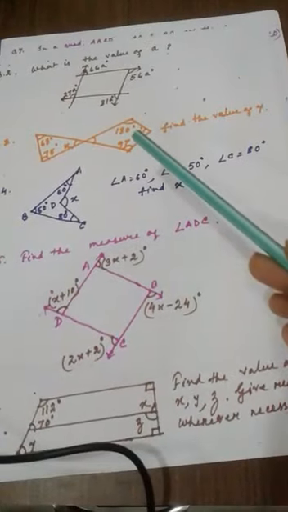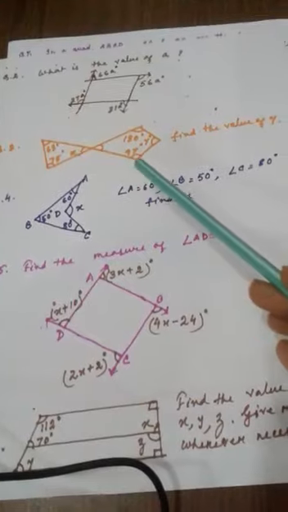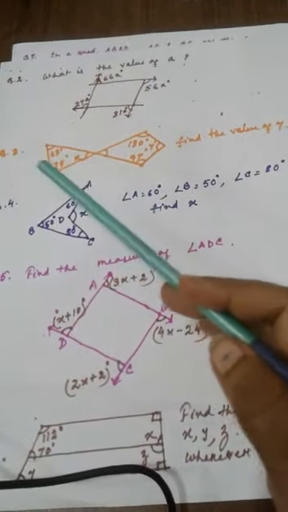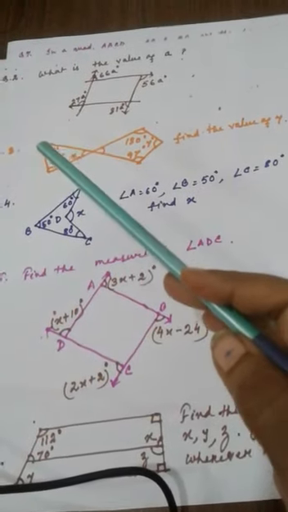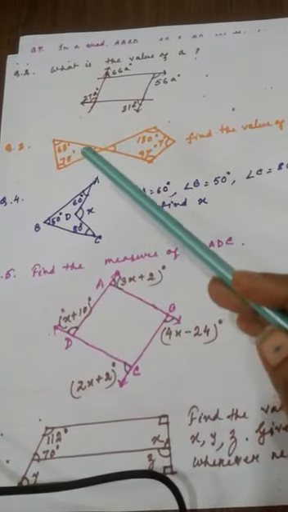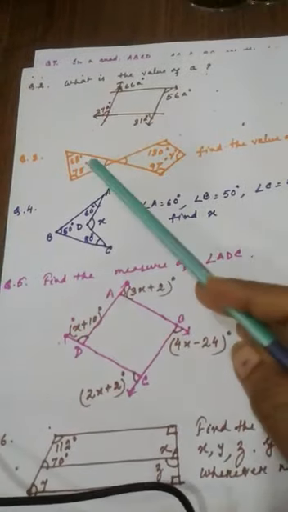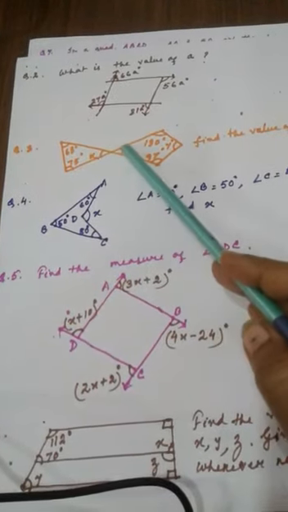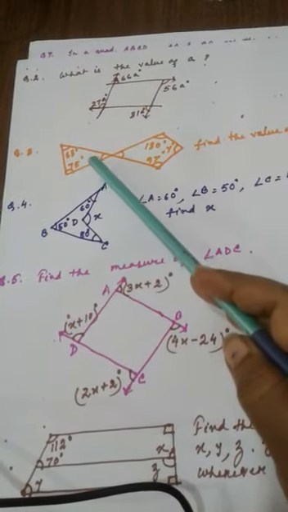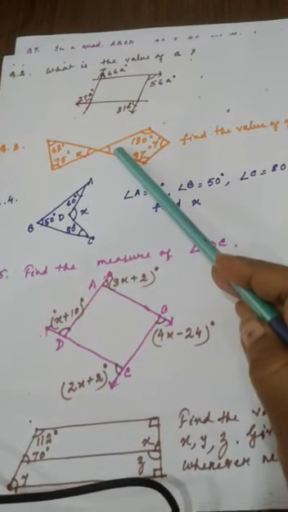Now in this figure, find the value of Y. Here you will see this is a quadrilateral and this is a triangle. Labeling is not there, so you can write down the labels yourself. Suppose this one is X and this one is Y. Now you know these two angles are vertically opposite angles, so whatever the angle X is, the same angle will be this one. You can give it a name like Z.